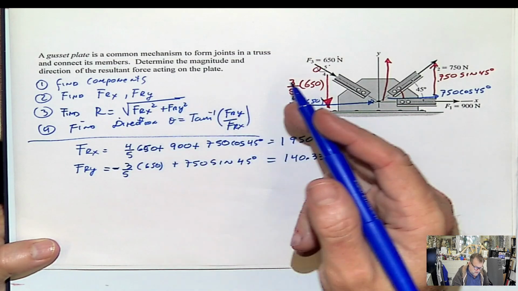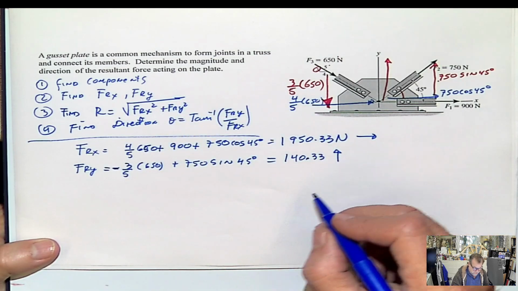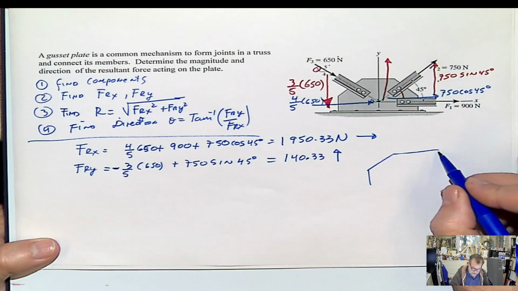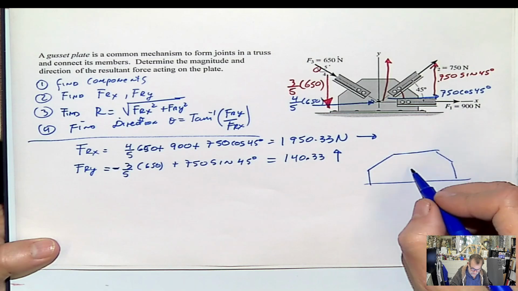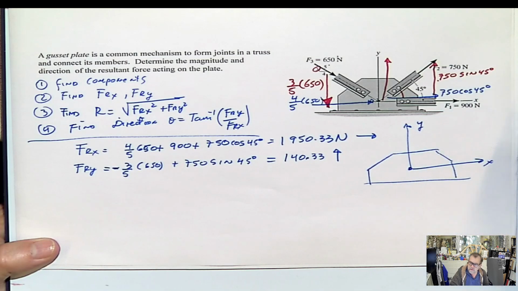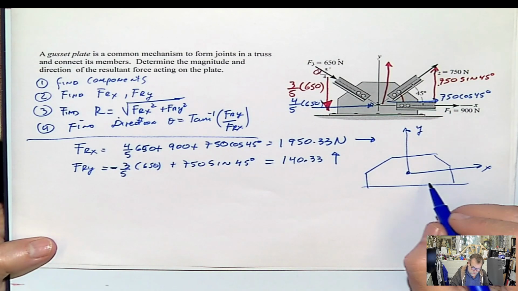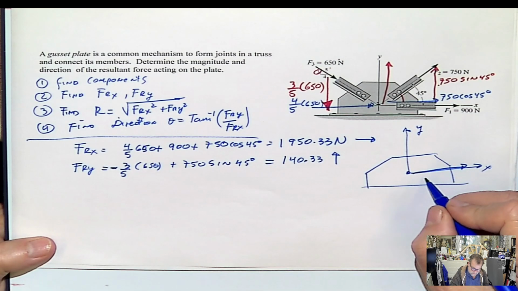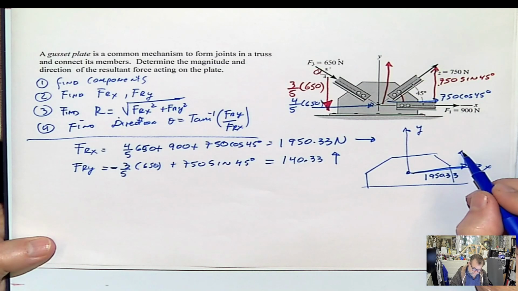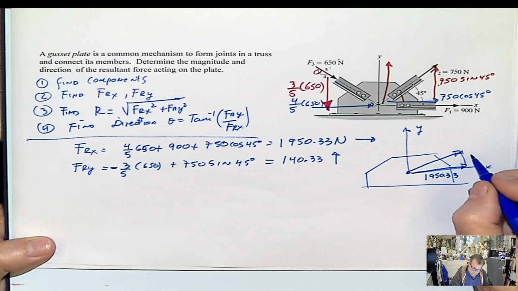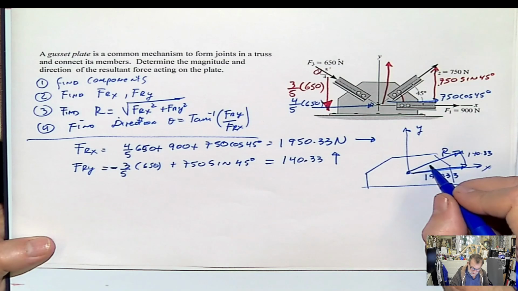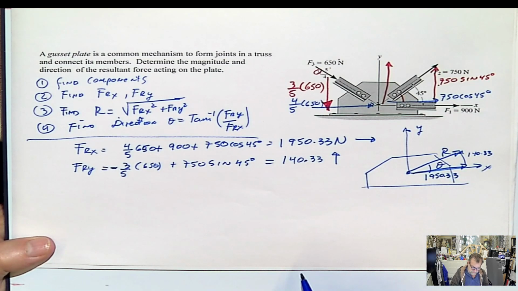Now the problem asks what? Magnitude and direction. What I like to do is draw my gusset plate, put my axes X and Y, and then I know that I'm going to go to the right 1950.33, and I'm going to go up 140.33, and this is my resultant force. And this is the angle that I'm calculating.